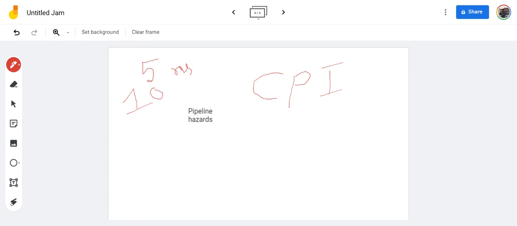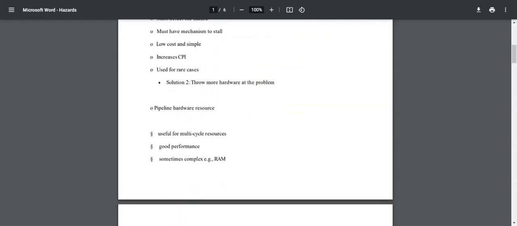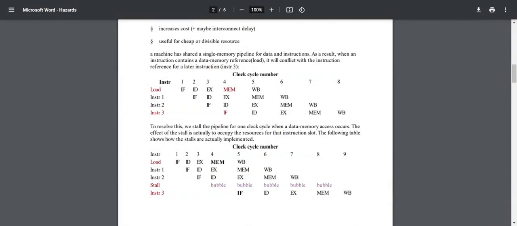So in our generalized sense, we need a particular instruction to get executed in a stipulated cycle. In other words, if you look into the diagram, in the columns we have the clock cycle number, right? And in the row, leftmost row, you have the instructions.